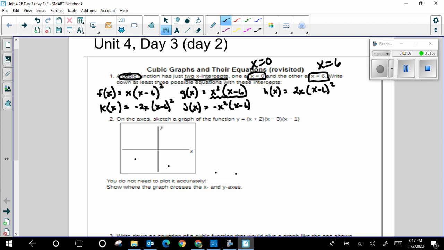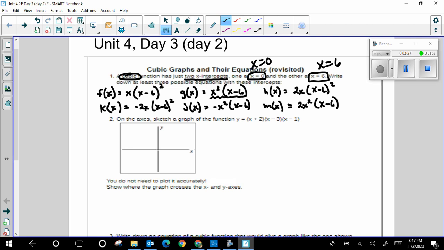So let's do a play on h of x again. We'll call it m of x. Oh, let's bring the squared back to the 2x. So let's do 2x squared times x minus 6. All right, so there's 6 possibilities. We only had to come up with 3. You could keep going. Just make sure you keep it a cubic function and don't change those zeros.